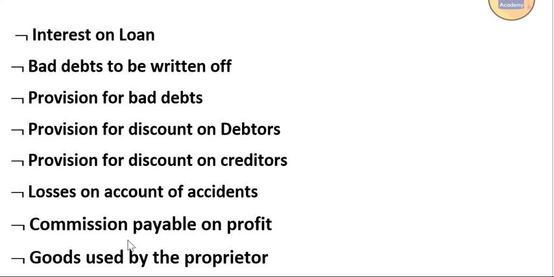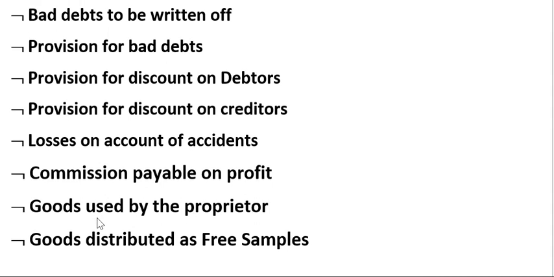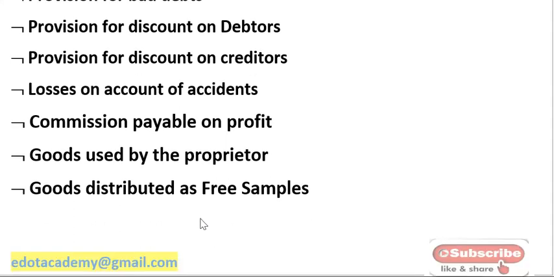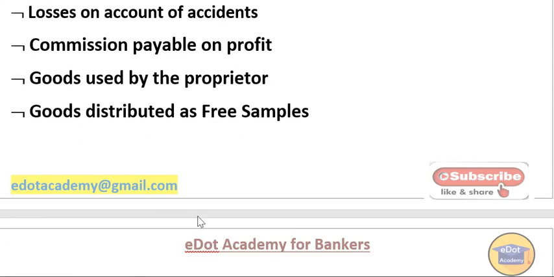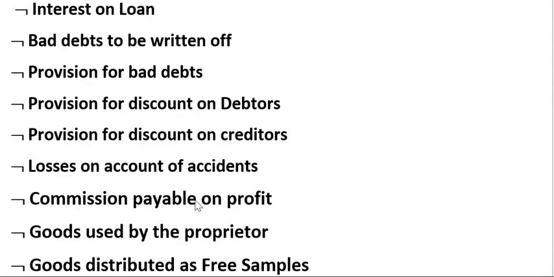Okay. Commission payable on profits. There might be some commission agent, so you have not paid but it is payable, so you have to adjust the entries. Goods used by proprietor. Most of the time the proprietor uses the goods, but this recording has not been done, so you have to adjust the entries. Similarly, goods distributed as a free sample. There might be some free samples you have distributed but not recorded in the books of account, so you have to adjust those entries. So these were the list of the entries you have to adjust before closing the accounts.